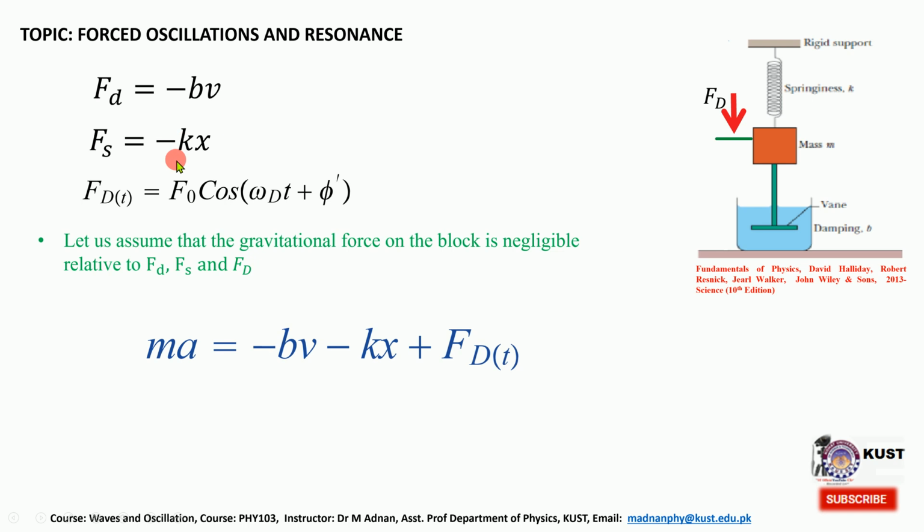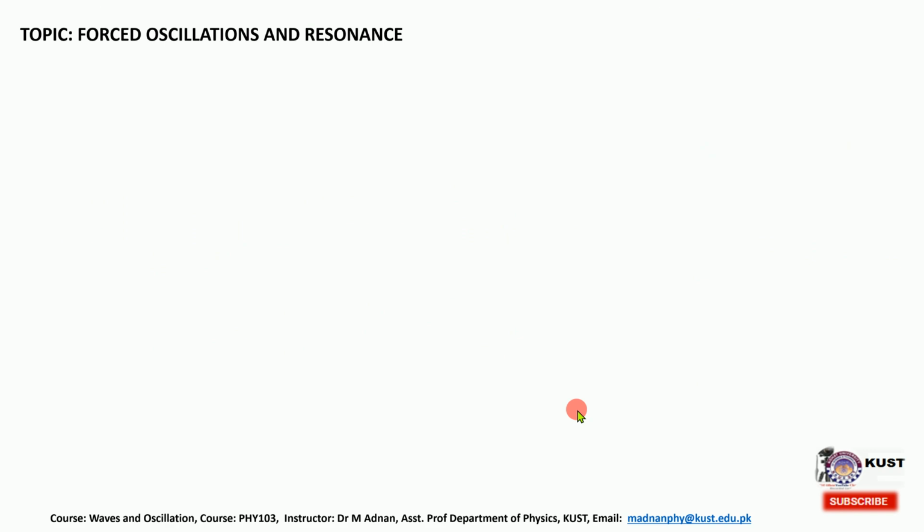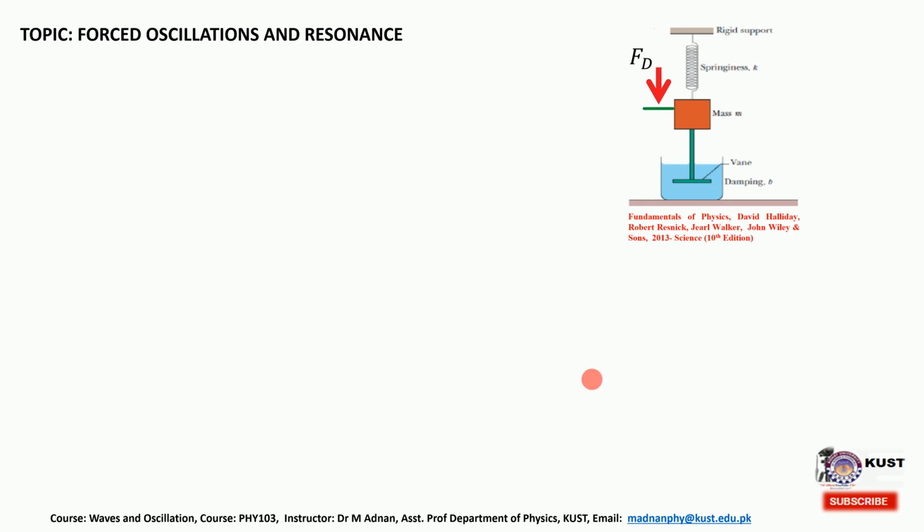So the equation of motion under this condition will be ma, the net force, is equal to minus bv, the damping force, then minus kx, the restoring force, and then we have the driving force which is acting, due to which this damped oscillator is now a forced oscillator. Now this one is the forced oscillator, for which we have discussed this equation of motion. This equation of motion can be solved to obtain the solution that will describe the oscillations of this oscillator.